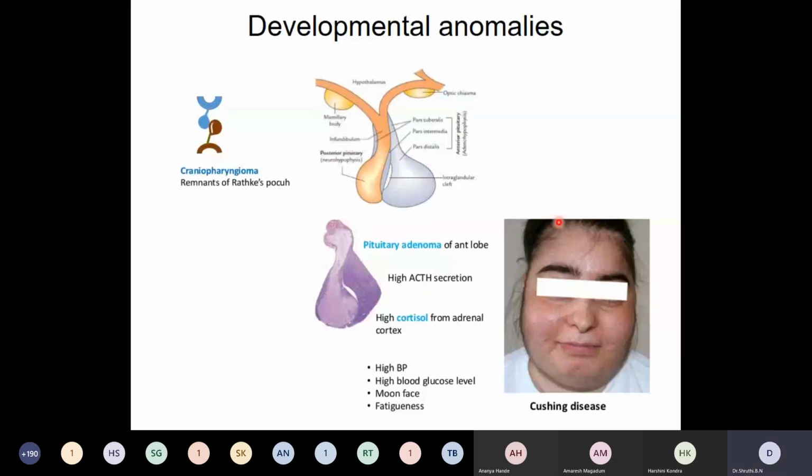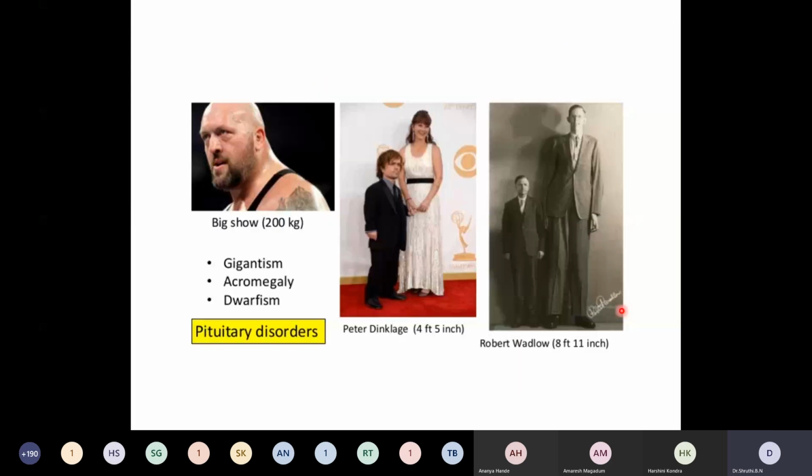You know that it has acidophil cells and basophil cells. Acidophil cells appear earlier than the basophil cells. If remnants of Rathke's pouch are left, that leads to a tumor called craniopharyngioma, and usually the cavity of Rathke's pouch remains as the intraglandular cleft. Pituitary adenoma of the anterior lobe is also a common condition that leads to high cortisol level, high BP, high sugar and moon face. This is the typical feature of Cushing's disease.